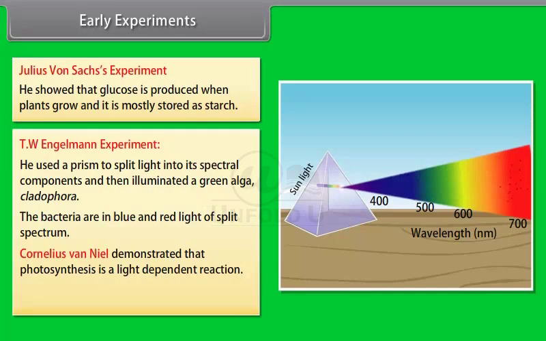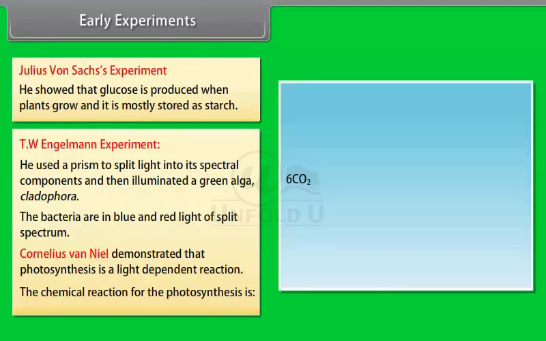Cornelius van Niel demonstrated that photosynthesis is a light-dependent reaction. The chemical reaction for photosynthesis is 6CO2 with 12H2O in the presence of light gives C6H12O6, which is glucose, with 6H2O, which is water, and with 6O2, which is oxygen.